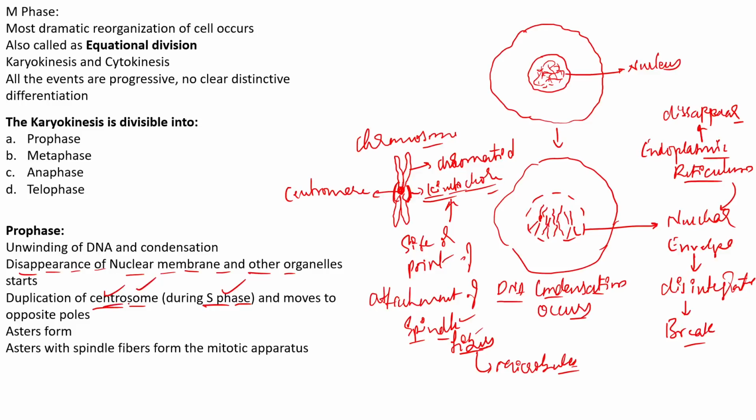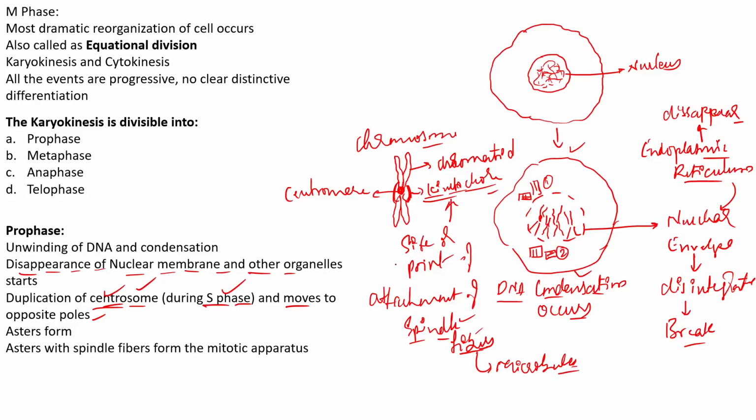Now the centrosome that has duplicated also moves towards the opposite poles. So this is one centrosome and this is another centrosome, which you can see have now started to move towards the opposite poles. This is one end and this is another end, and opposite ends are generally called the poles.